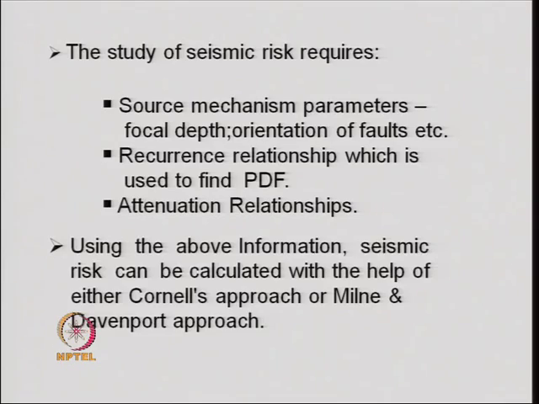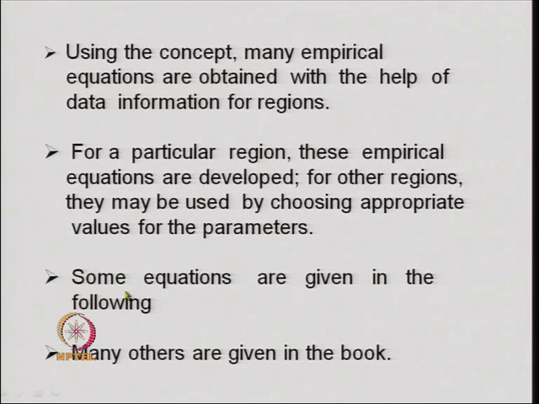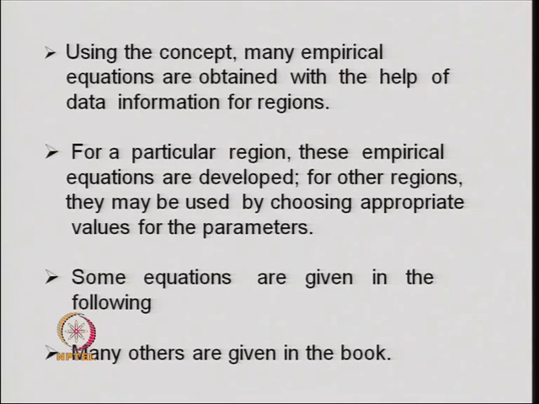There were certain classical methods proposed by Cornell and Davenport. Using their concept, many empirical equations were obtained with the help of data for a particular region. For a particular region, these empirical equations have been developed. If we wish to use them for some other region, then the constants of the equation, or the values of the different parameters that have been used, must be accordingly adjusted. Now, I am giving you some equations over here, but many more equations of this nature are available, and they are all given in the book.